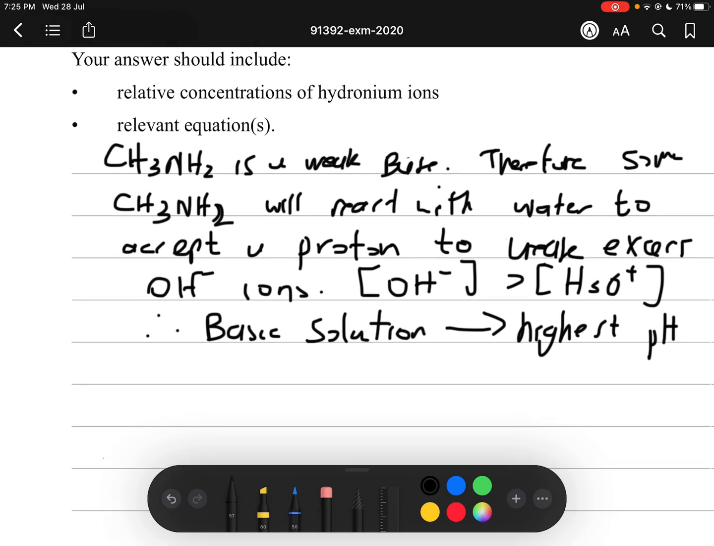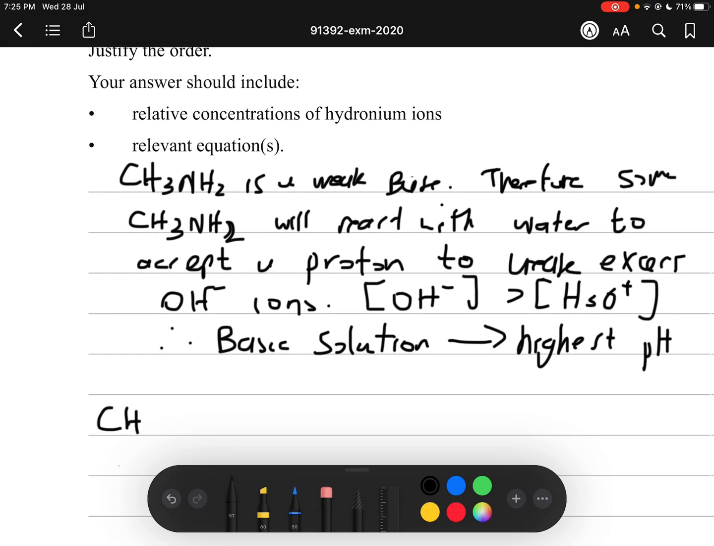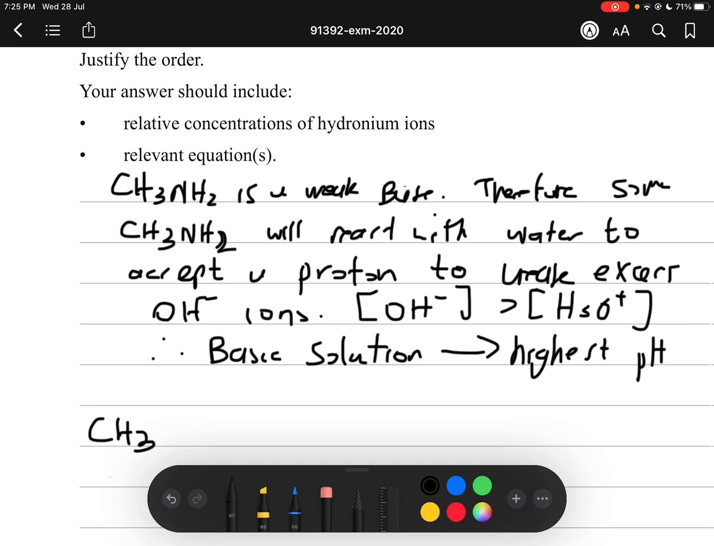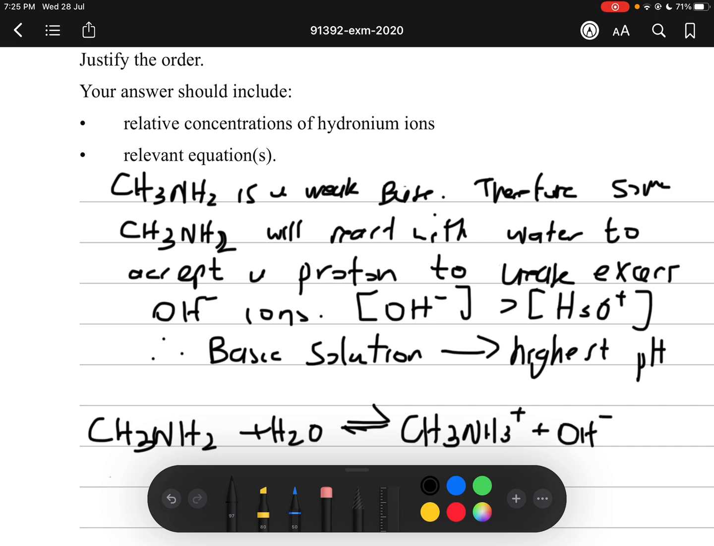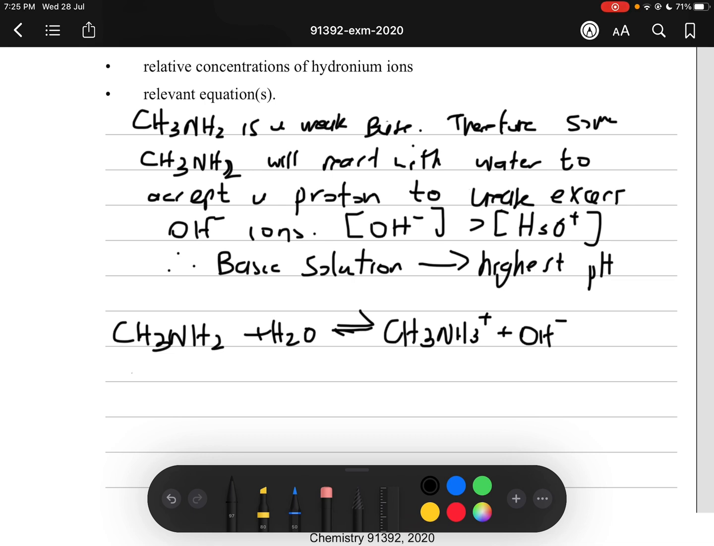Alright, so in terms of the equation, we can just write the reaction of water, the partial reaction of water. Alright, so that'll be the equation for the base. And I believe that's all we really need to talk about for this question. Okay.